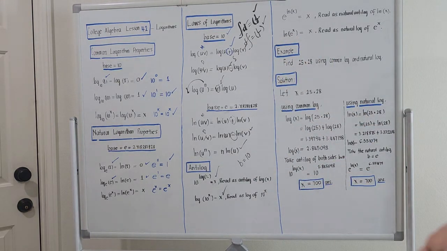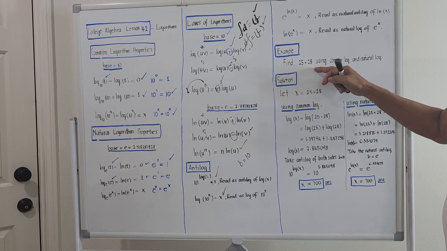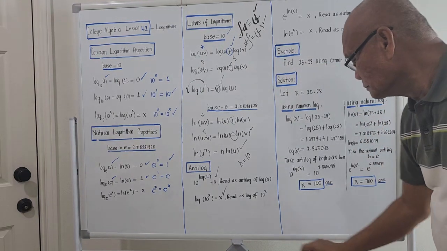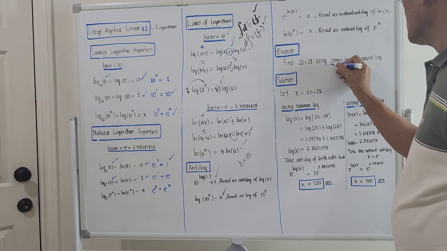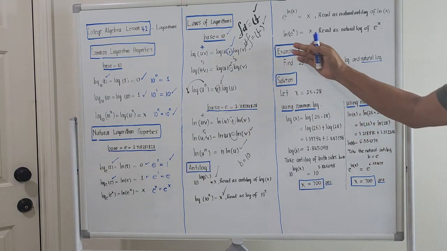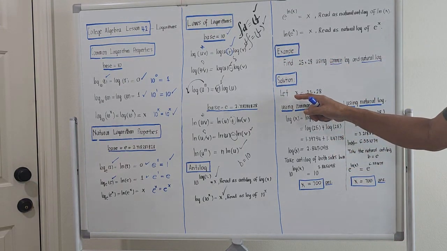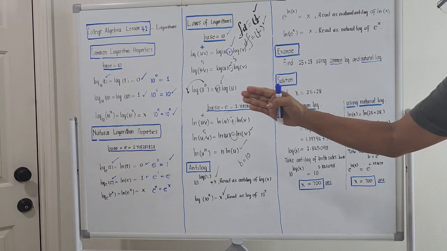Okay, let's try to bring out an example to visualize the importance of the concepts, or the so-called laws of logarithms. I will just give you one example for tonight. Find the product of 25 times 28 using common logarithm, and natural logarithm. To bring out the solution of this, we will let x equal the product 25 times 28.